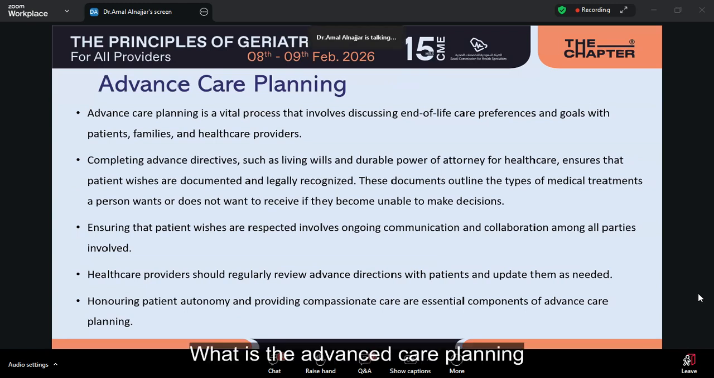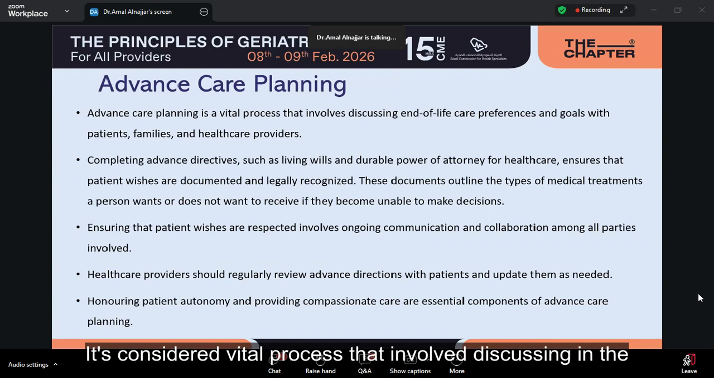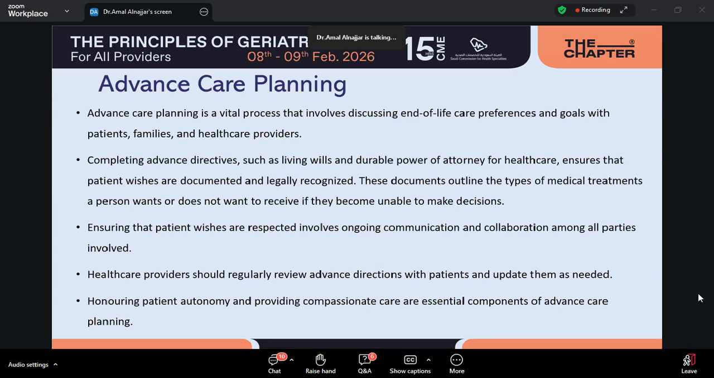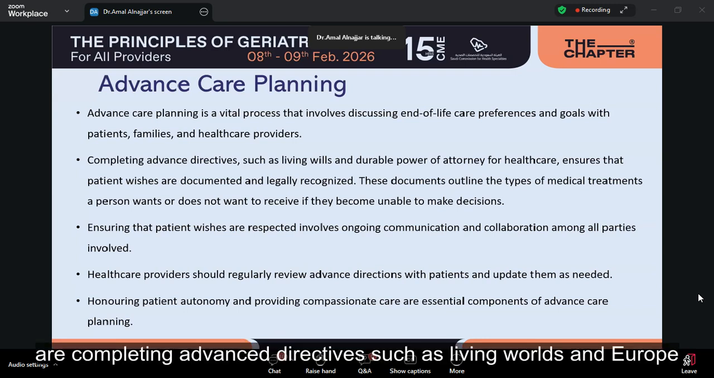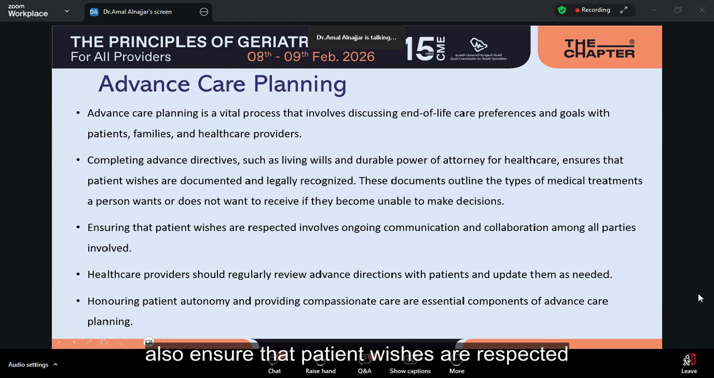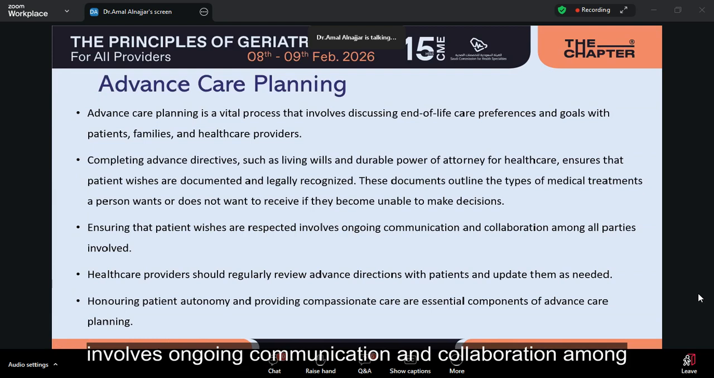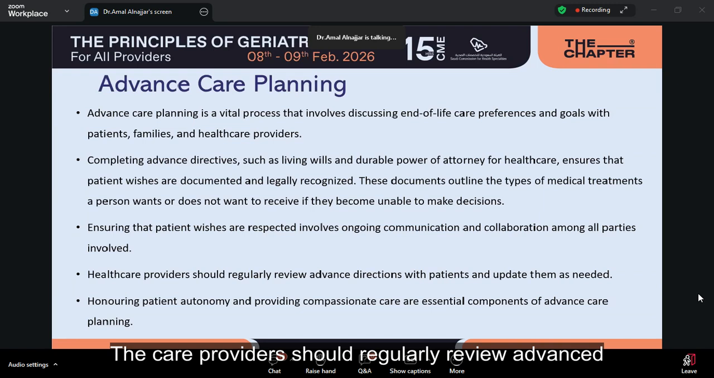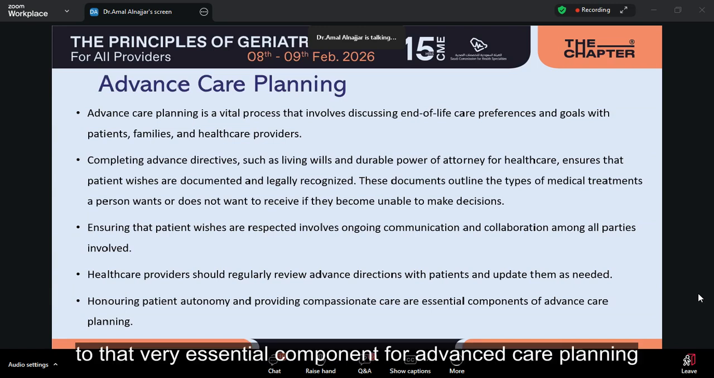What is advanced care planning? It's considered a vital process that involves discussing end-of-life care preferences and goals with patients, family, and their healthcare providers, completing advanced directives such as living wills and durable power of attorney for healthcare. It also ensures that patient wishes are respected, and involves ongoing communication and collaboration among all parties involved. Healthcare providers should regularly review advanced directives with patients and update them as needed. Honoring patient autonomy and providing compassionate care are considered very essential components of advanced care planning.